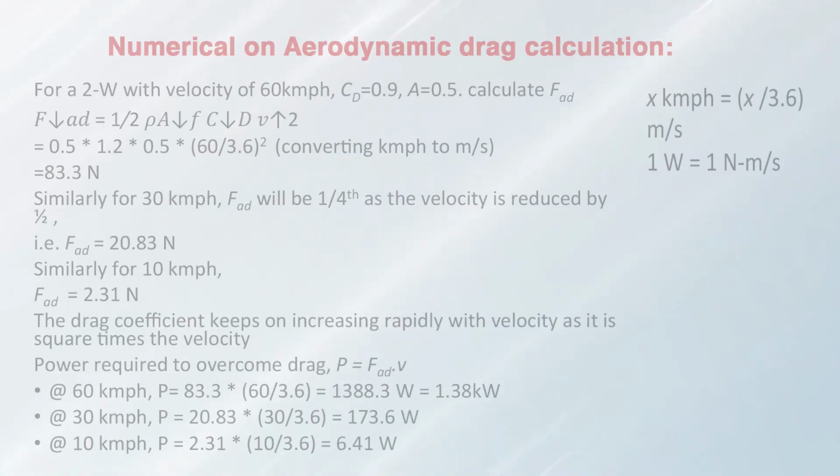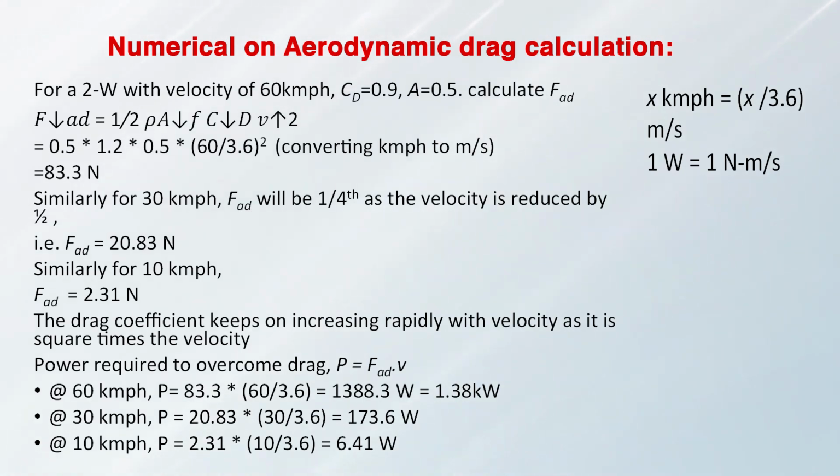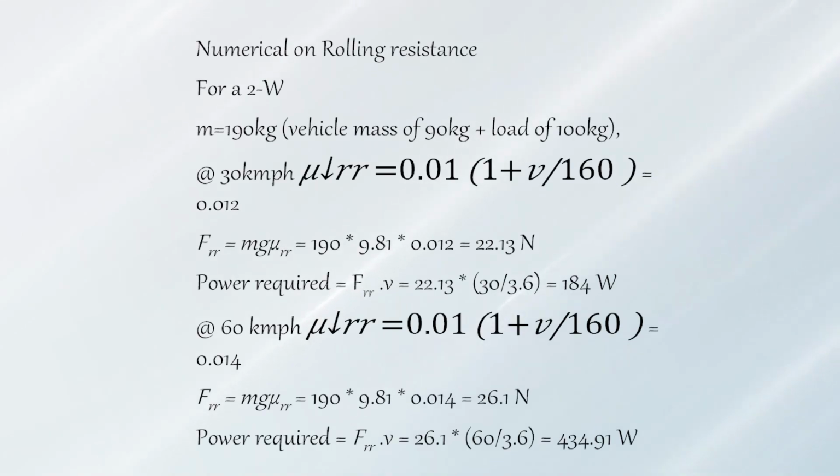Followed by that, we have seen a numerical on aerodynamic drag. What happens in the aerodynamic drag for different speeds for different vehicles is what we have seen, and we have observed that the coefficient of drag has been constant for the set of vehicles. Similarly, the area of contact also we have assumed to be constant for the set of vehicles, which may vary by some small percentage. Next, we will try to solve a numerical on rolling resistance.